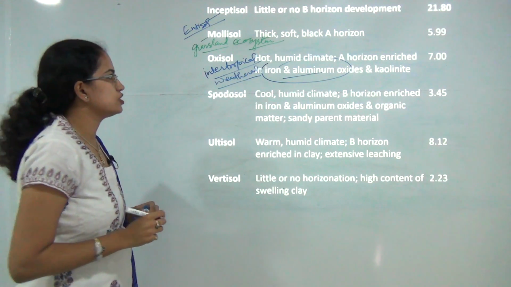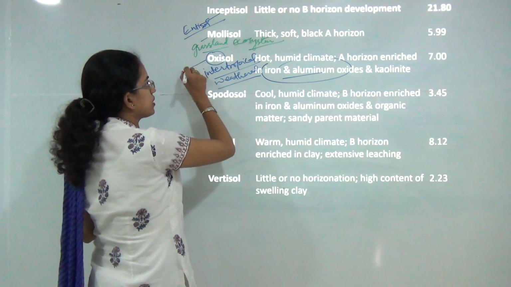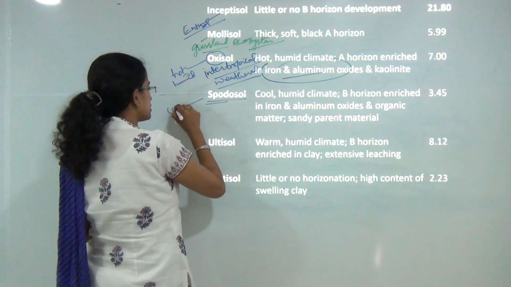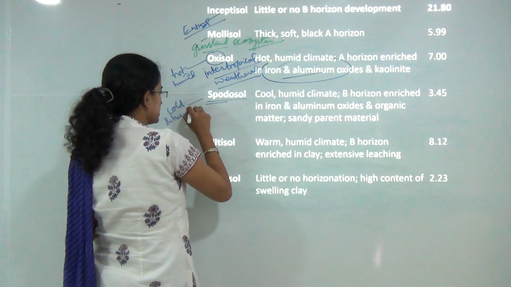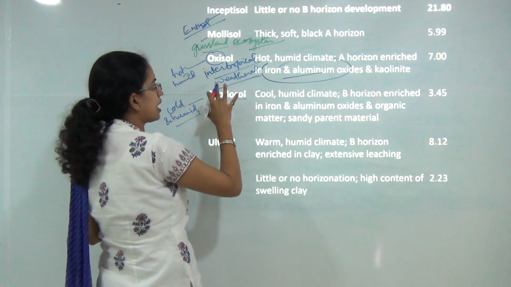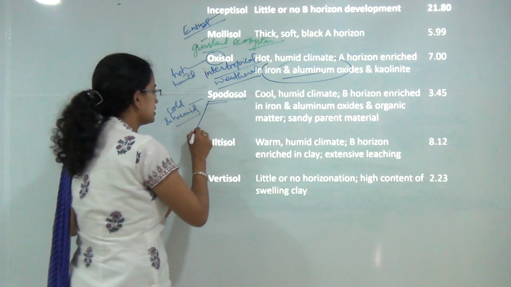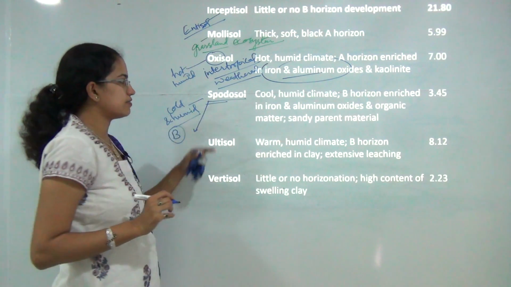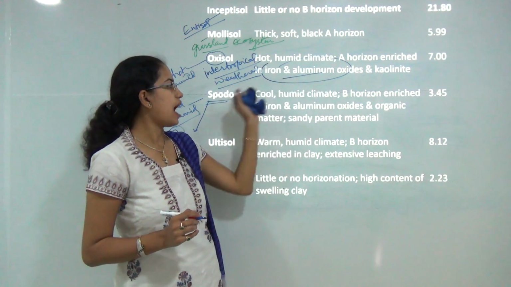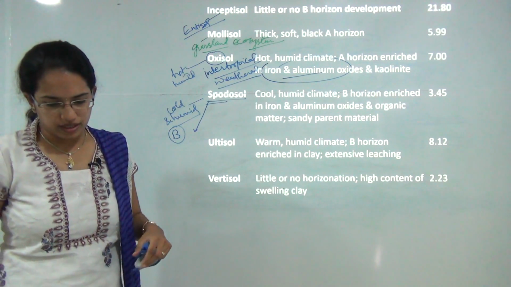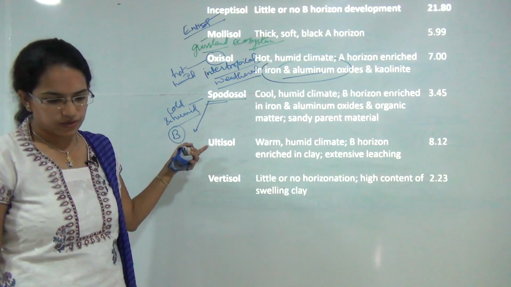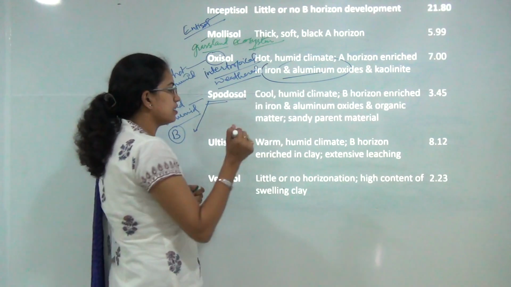The next is Spodosols. So Oxisols are found in the hot and humid regions, while Spodosols are found in cold and humid regions. So that's the basic difference. Hot and humid for Oxisols, and cold and humid for Spodosols. As a result, you have good B horizonation developed in Spodosol. Similar to Oxisol, it's rich in iron and aluminium oxides and organic matter. However, the E horizon is very light colored in case of Spodosol soils, and you have the next soil which is Ultisol, which is again warm and humid.